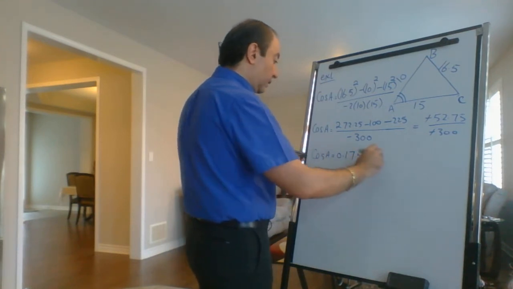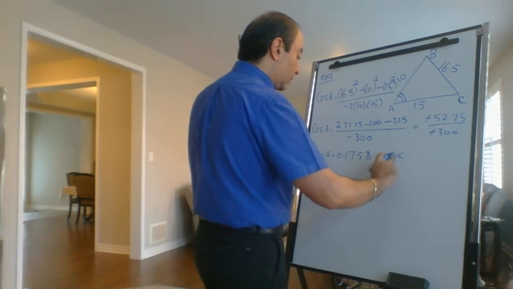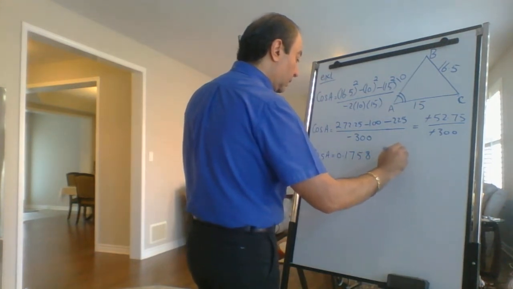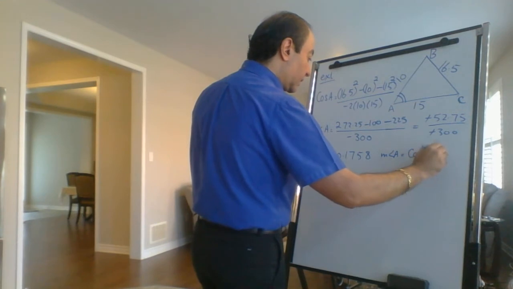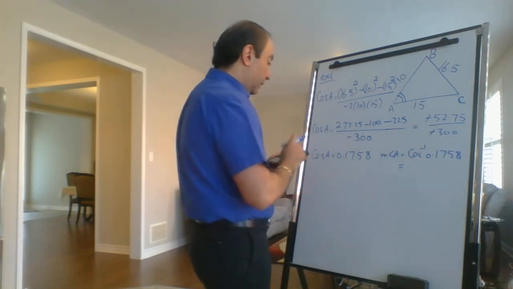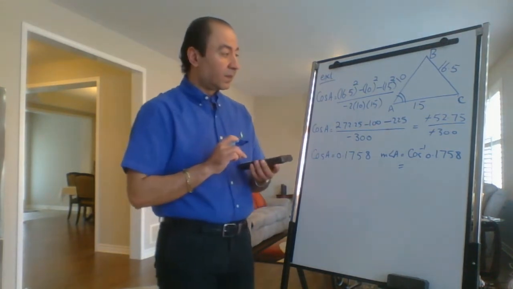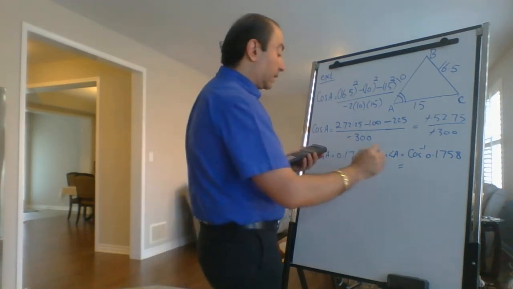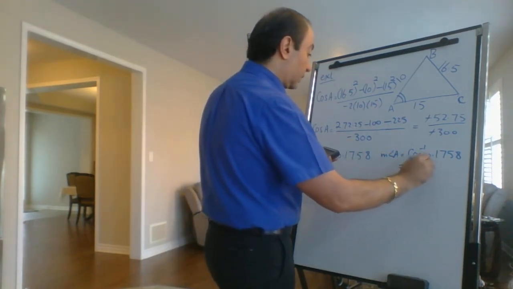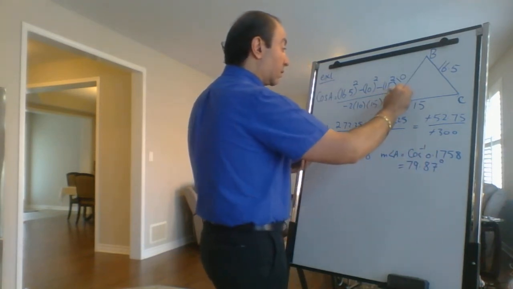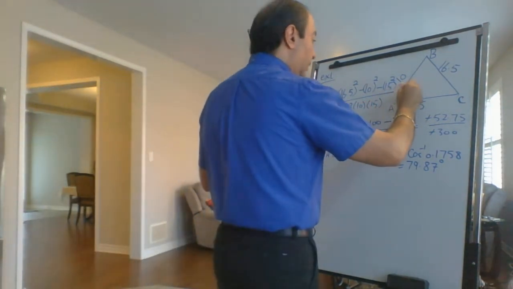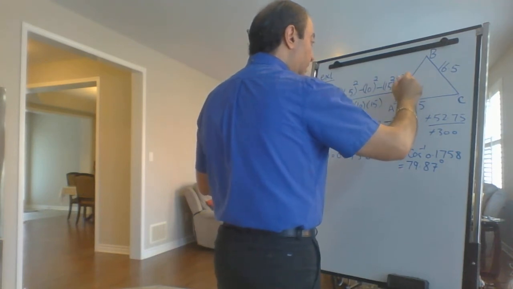So the measurement of angle A will equal cosine minus 1 of 0.1758. Make sure your calculator is in degree mode. So inverse cosine of 0.1758. Yes, so this angle is about 79.87 degrees. So I found this angle, and the measure of this angle is 79.87 degrees.